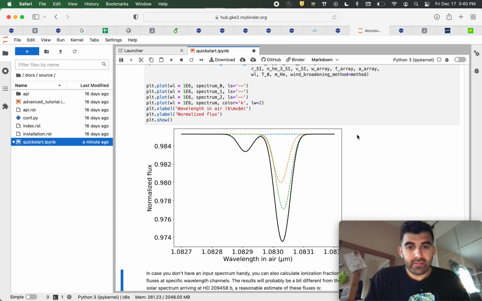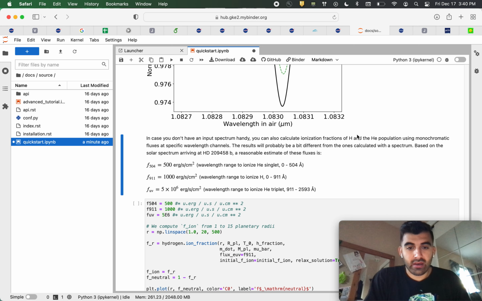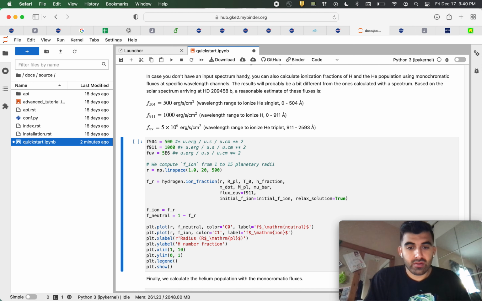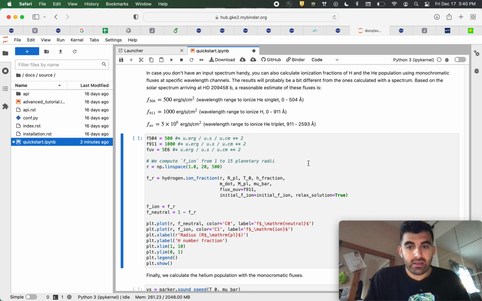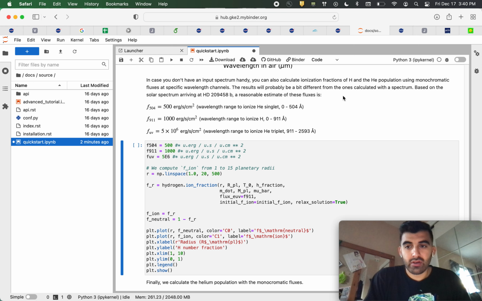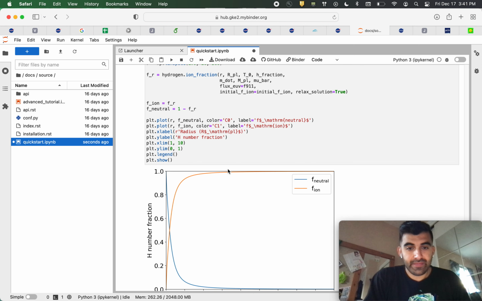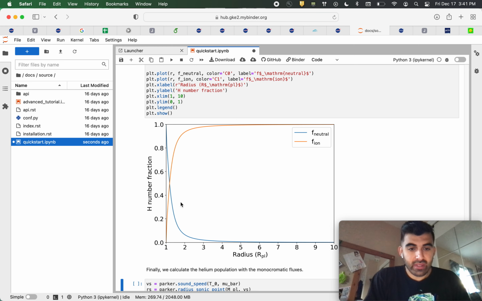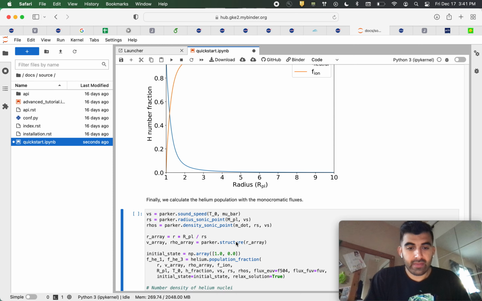Simple as that. Now, if you don't have a spectrum handy, you can still use p-winds to characterize your upper atmosphere. Simply assume some monochromatic fluxes at specific wavelengths, like we did here. Input those variables. So let's plot this. Now this is similar to what we did up above. Here we have the hydrogen number fraction and radius of a planet. In orange is ionic hydrogen, and in blue is neutral hydrogen.